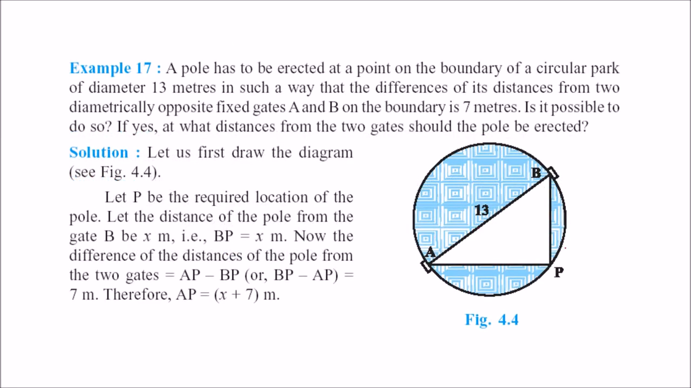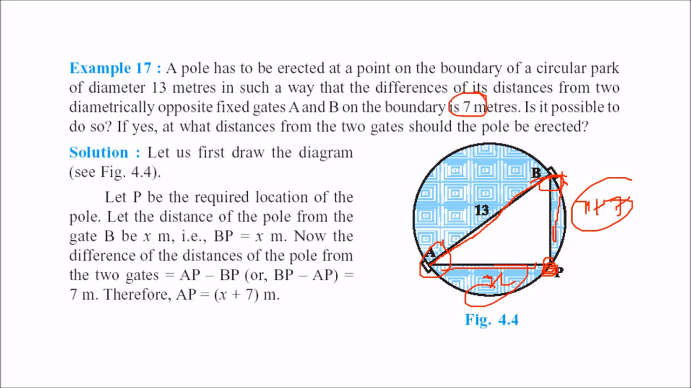Now a pole has to be erected at any point on the boundary of a circular park of diameter 13 in such a way that its distances from two diametrically opposite fixed gates A and B on the boundary differ by 7 meters. So if this distance is some x, the other has to be x plus 7, because the difference of these two has to be 7 as it is given.